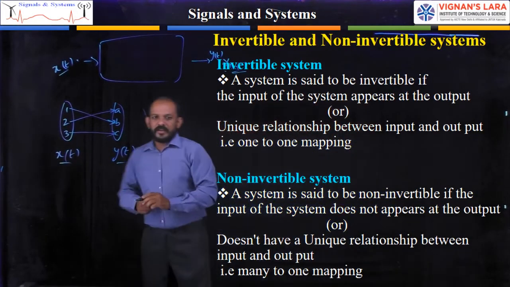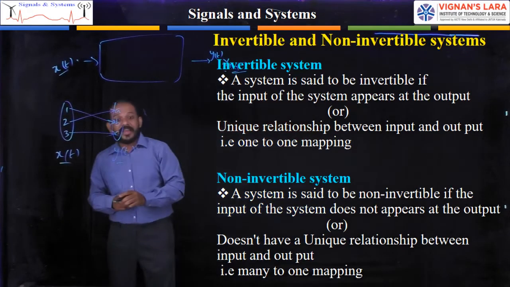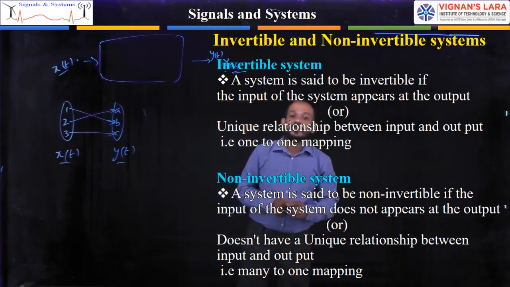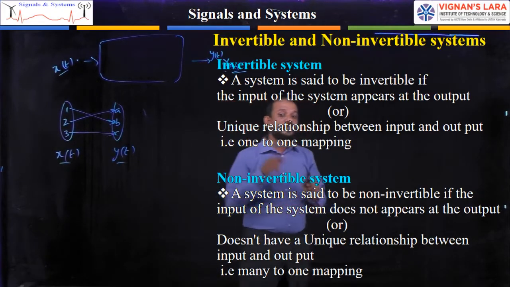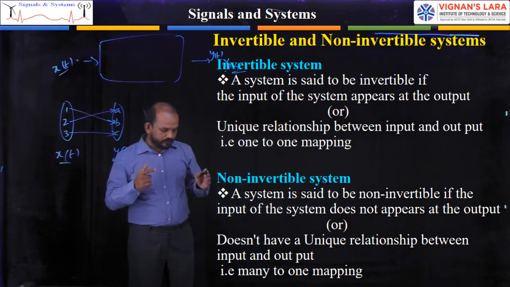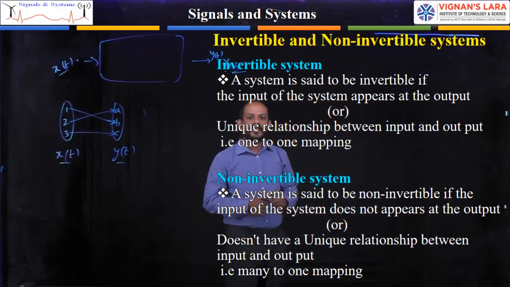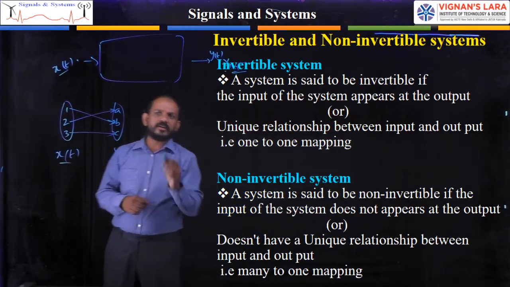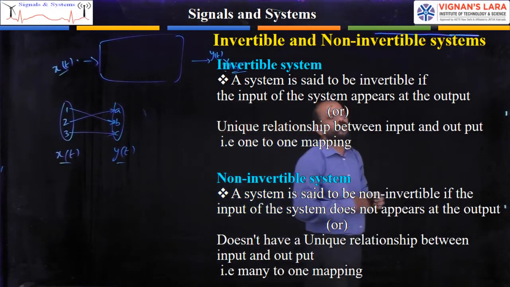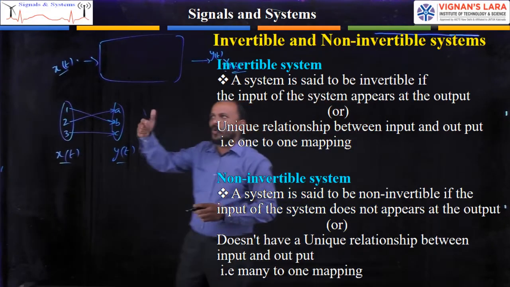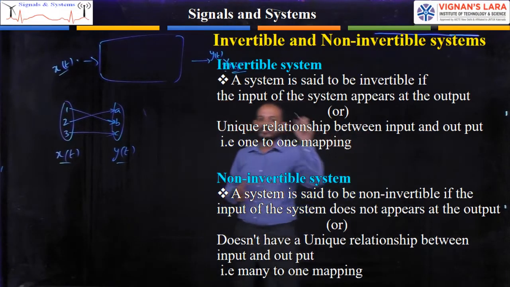Or simply, a non-invertible system does not have a unique relationship between input and output. So for a system, if there is no unique relation between input and output, then we can say that system is a non-invertible system. Not unique means, as an example, many-to-one mapping. That is, for 2 or 3 different inputs, if we have only one same output, then those types of systems are called non-invertible.